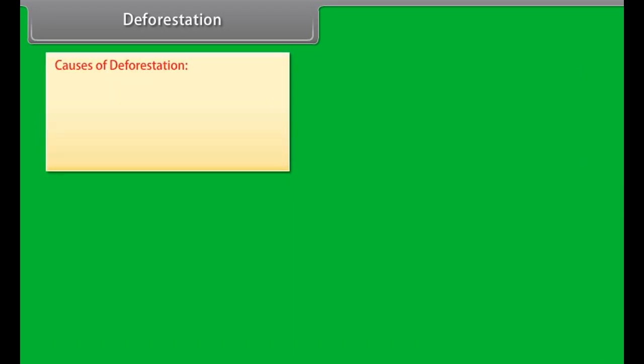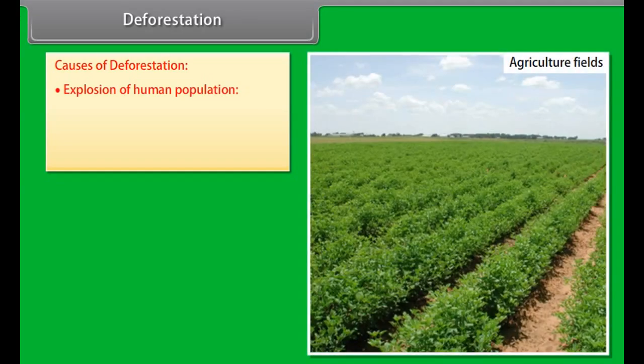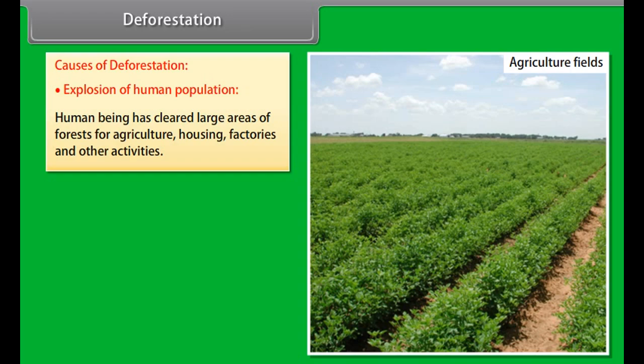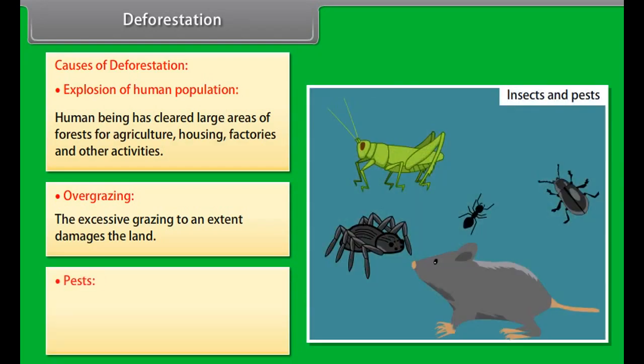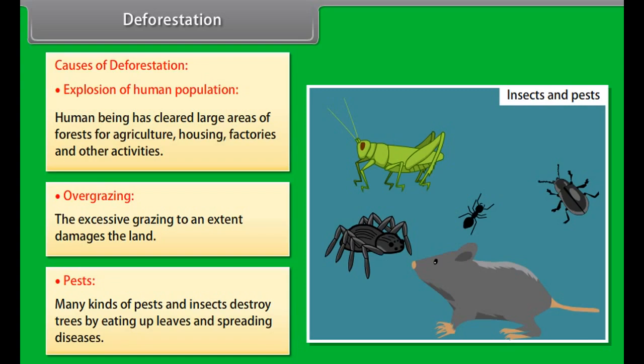Causes of deforestation. Explosion of human population. Human beings have cleared large areas of forests for agriculture, housing, factories, and other activities. Overgrazing. The excessive grazing to an extent damages the land. Pests. Many kinds of pests and insects destroy trees by eating up leaves and spreading diseases.